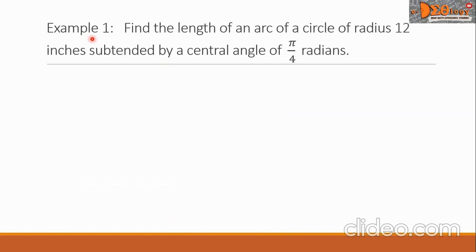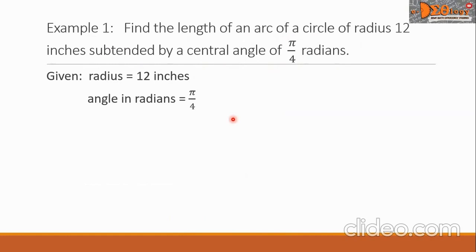Let us have example 1. Find the length of an arc of a circle of radius 12 inches, subtended by a central angle of pi over 4 radians. Let us first collect the given. The radius is 12 inches. And the angle in radians is pi over 4. The formula is S equals R times theta.